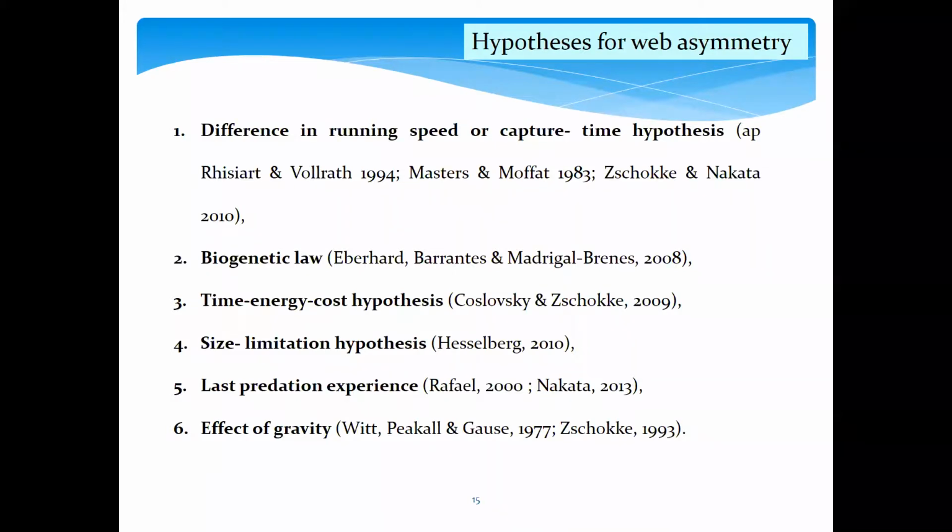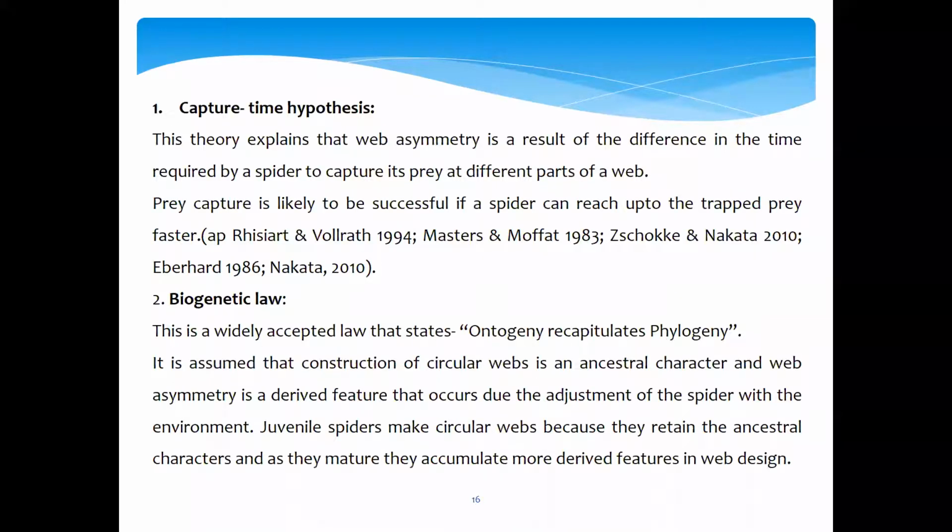So out of all 6 hypotheses which we have discussed, 2 hypotheses, of which one is a law, are the most widely accepted in orb-weaving spiders. The first one is the capture time hypothesis and the other is the biogenetic law. The first is the theory that explains that web asymmetry is a result of the difference in the time required by a spider to capture the prey at different parts of the web. The prey capture is likely to be successful if the spider can reach the trapped prey faster.